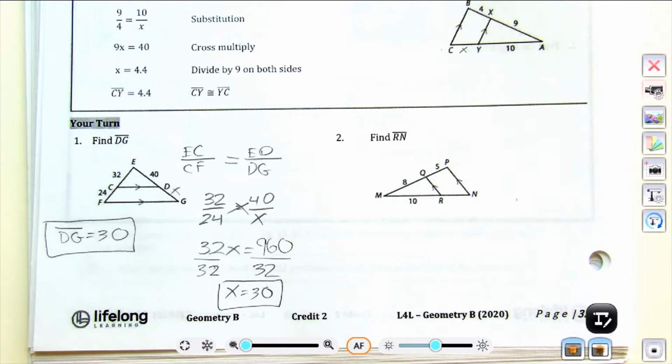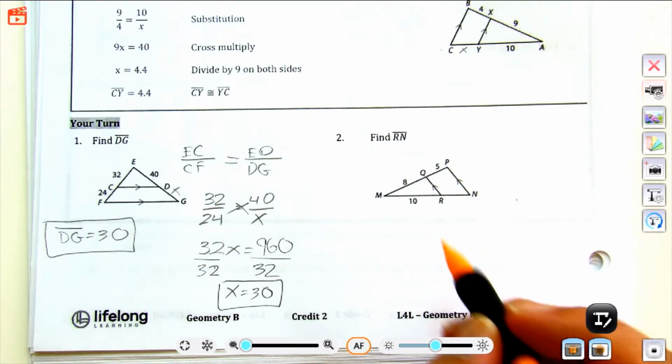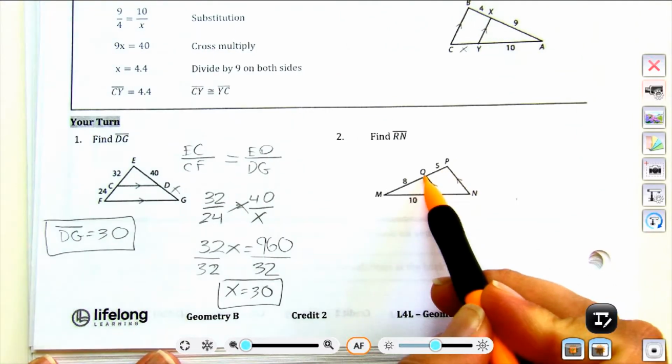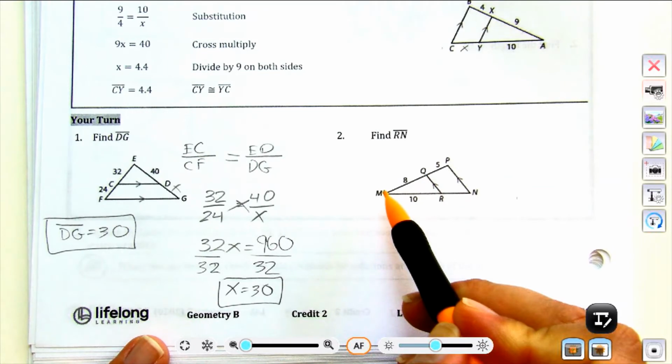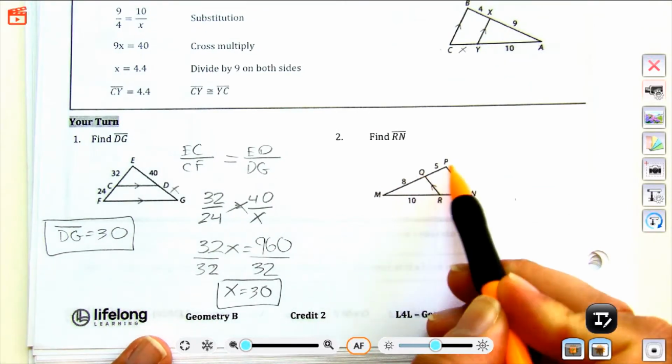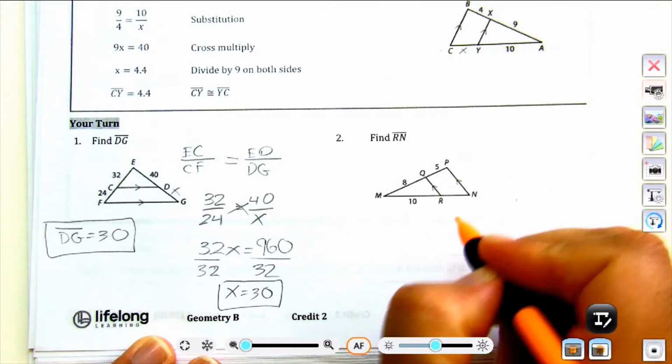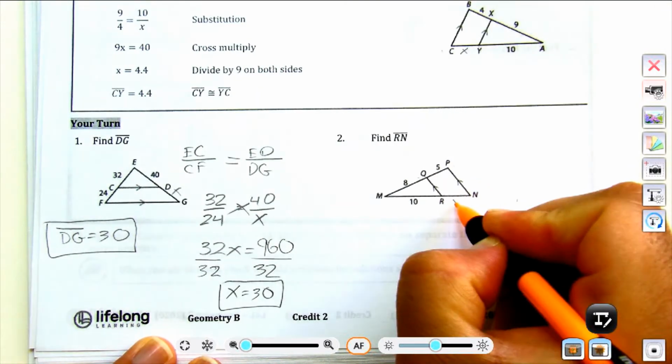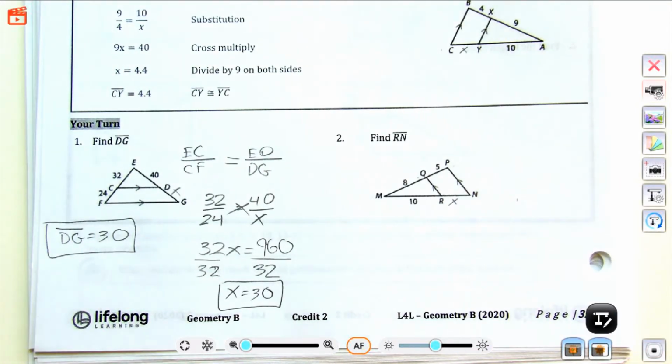And I mentioned that just because for problem number 2, you have a choice of doing it PQ over QM or MQ over QP. It's the same thing. But we're going to put X for RN. We're trying to find RN. And I'm just going to do MQ over QP.